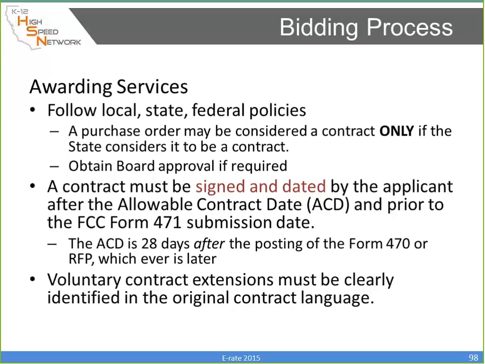Now, in the E-rate world, it says a purchase order may act as a contract. In the state of California, a purchase order is not a contract. So there are opposing rules there. Which one do you follow? The one that's most restrictive. California says no, so it's no. You need to have an actual signed contract if that is what's standard for that service.